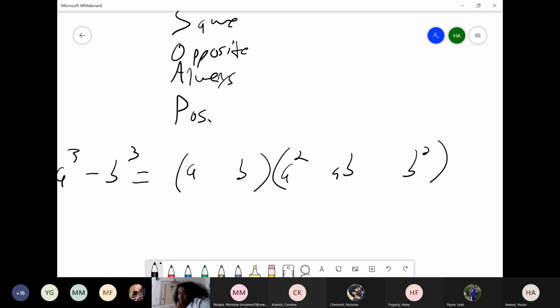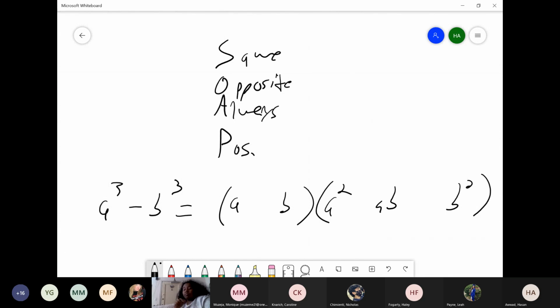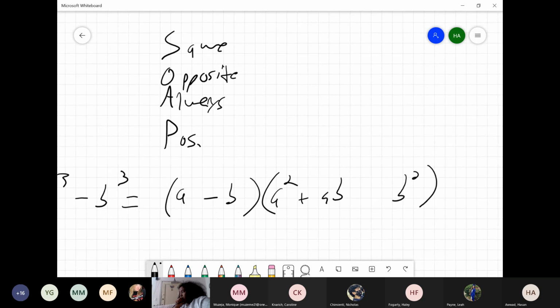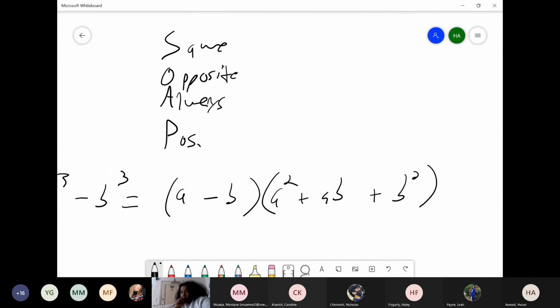So SOAP tells us the first sign between them is going to be the same sign as the one that's currently between our cubes. So between a cubed and b cubed, there's a minus, so we know that there's going to be a minus here. We know then that there's going to be the opposite sign to follow. So this is going to be a squared plus ab. And then lastly, we know b squared is always positive.